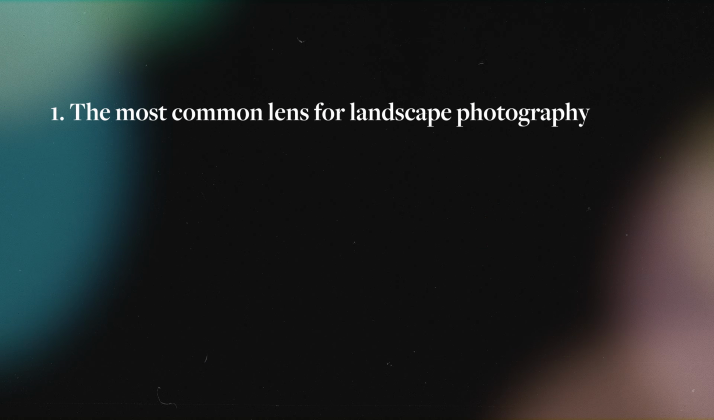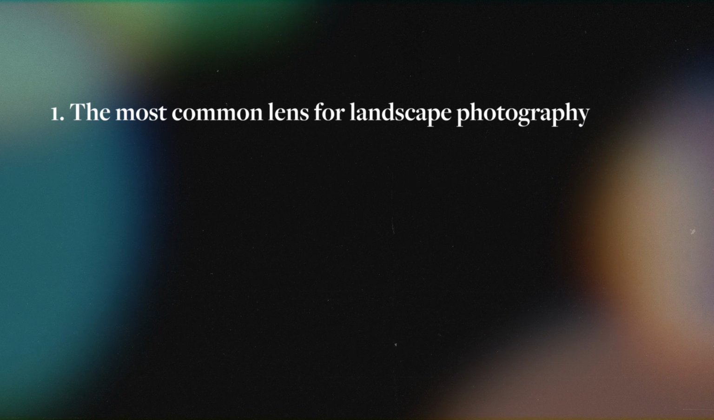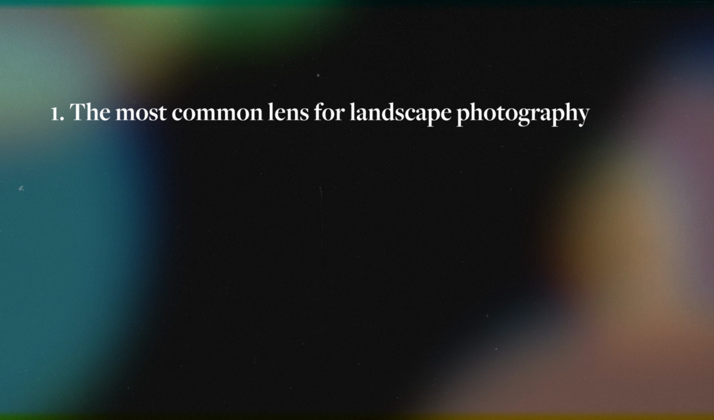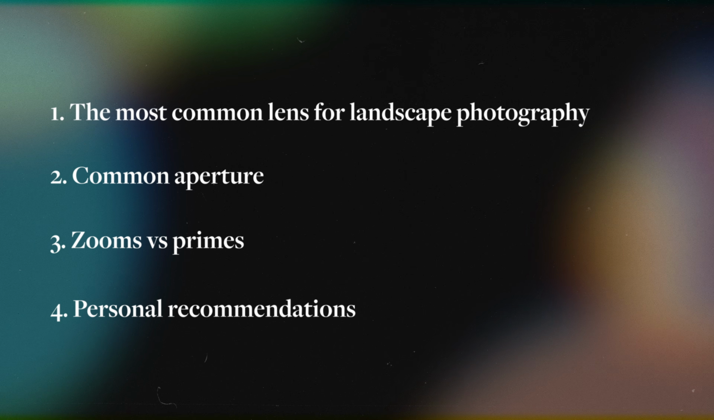All right, this video is going to be broken down into 4 sections. We're going to be talking about the most common lens for landscape photography, and then we have some very important distinctions we have to consider when making a purchase decision, and then how that affects aperture. And then we'll also talk about zooms and primes very quickly, and then we will finish off the video with some personal recommendations as always.